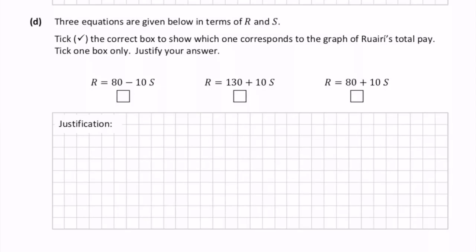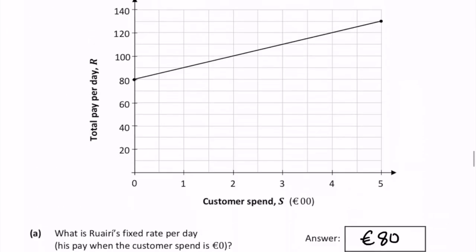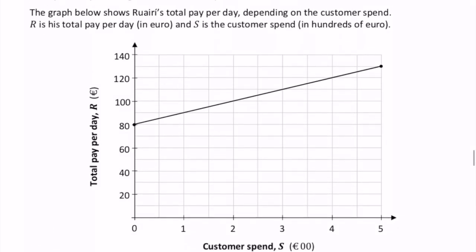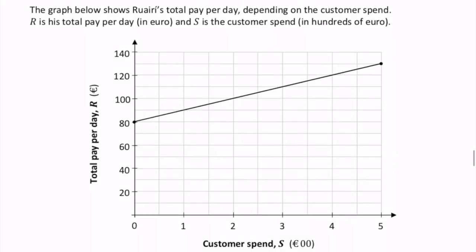Three equations are given below in terms of R and S. Tick the correct box to show which one corresponds to the graph of Rory's total pay, and justify your answer. Well, let's go up and have a look at our graph again, showing Rory's pay. To understand any straight line graph, it's useful to think of it in terms of y equals mx plus c. In this, c stands for the y-intercept, where the line crosses the y-axis. We can see in this example, c is 80.